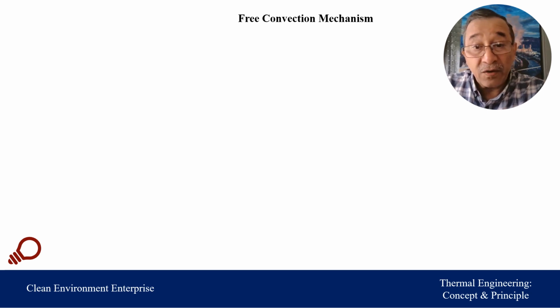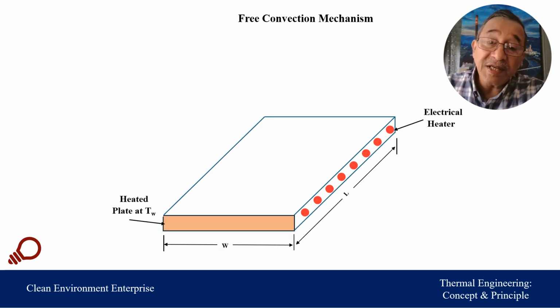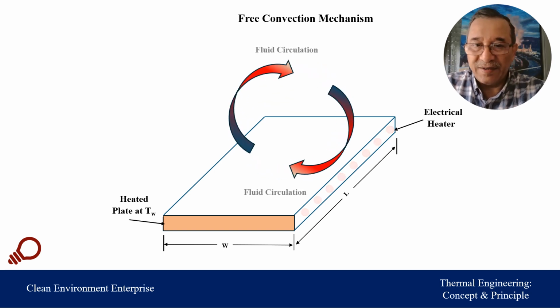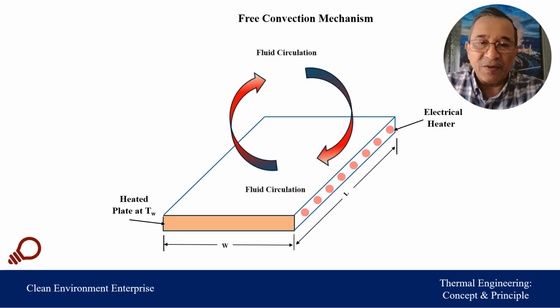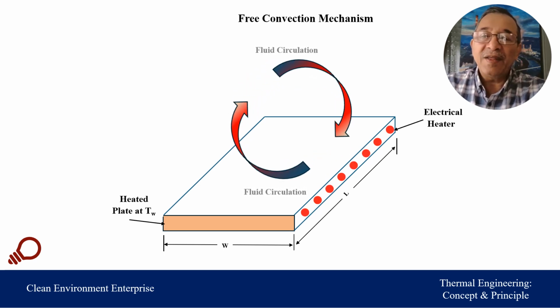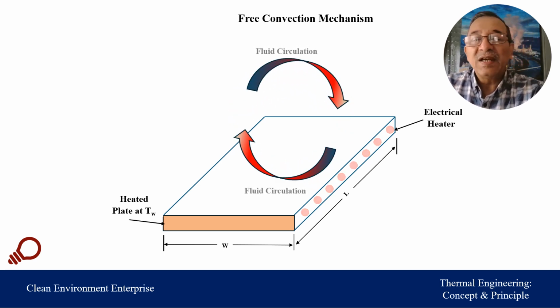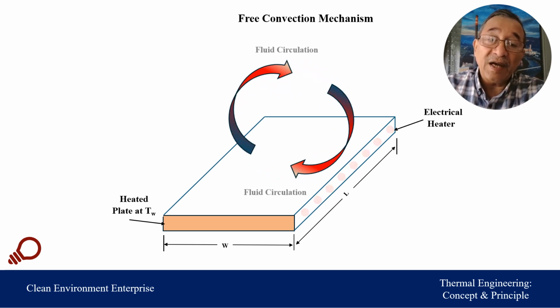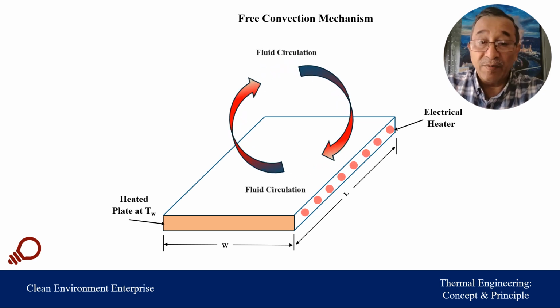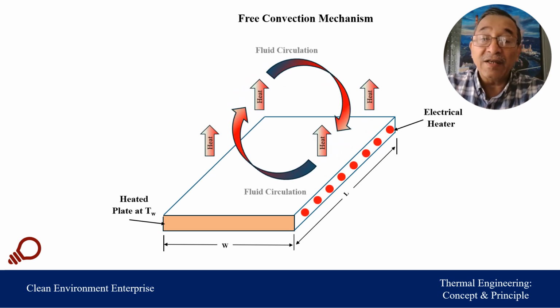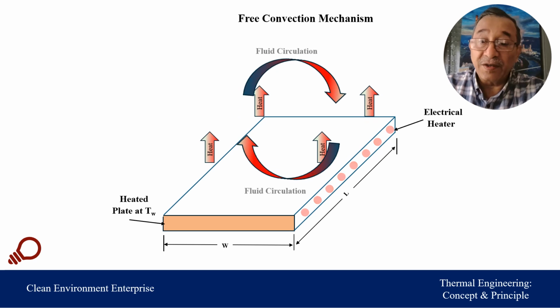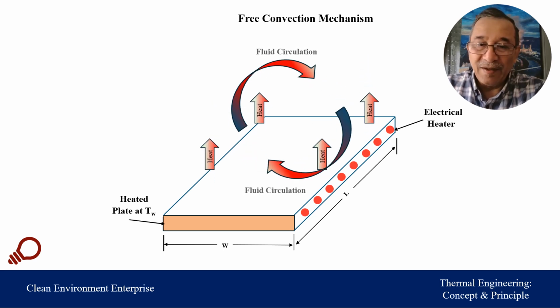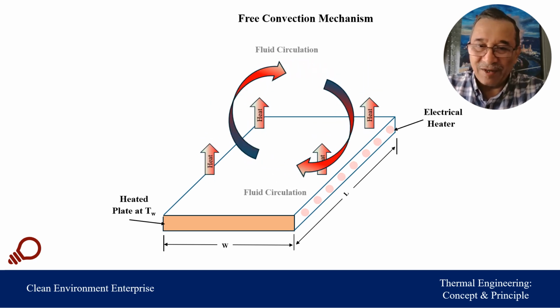Now let us talk about the free convection mechanism. If we go back to the same plate heated by an electrical heater at a constant temperature Tw, and it is exposed to ambient air, we will have a temperature gradient, then we have different densities and circulation is created. The hot fluid leaves and is replaced by a cold one from the bulk fluid. Again, the heat transfer will be in the direction perpendicular to the surface area of the plane wall, as shown in this figure.